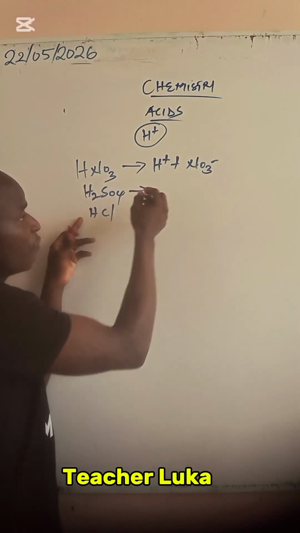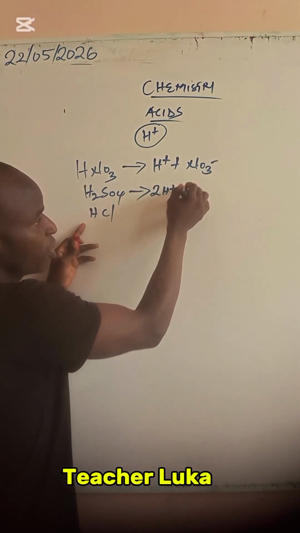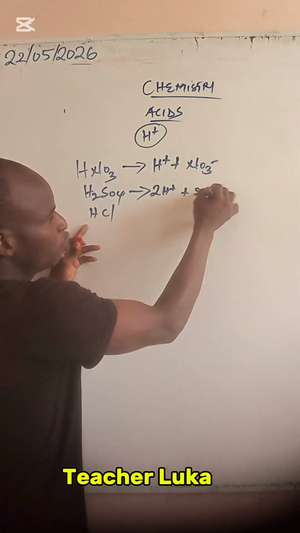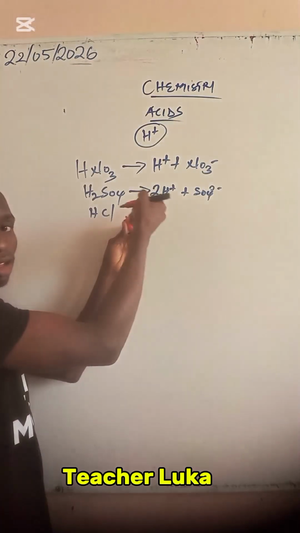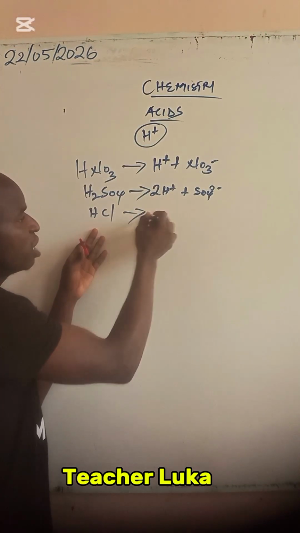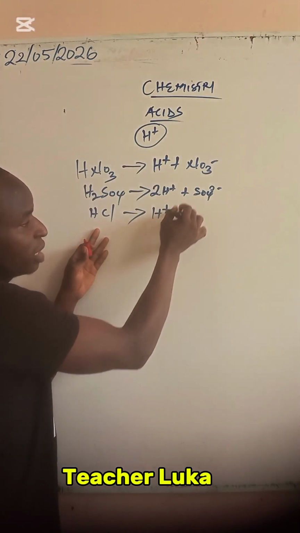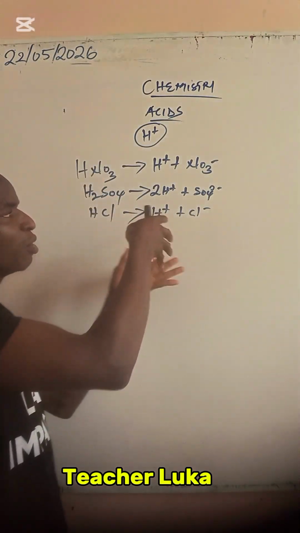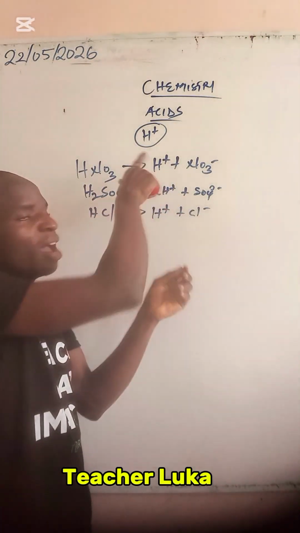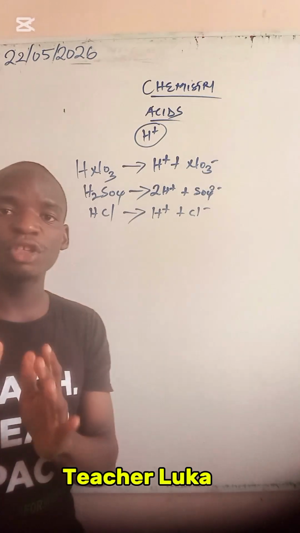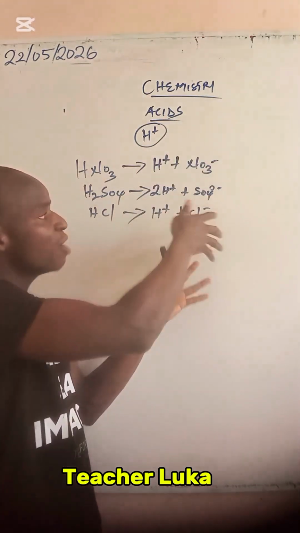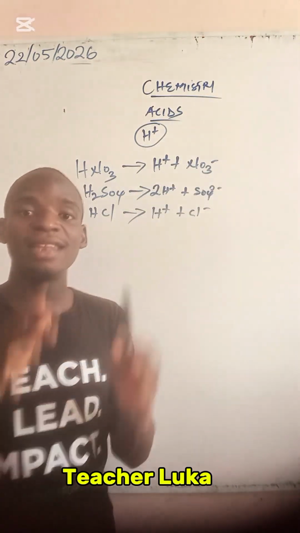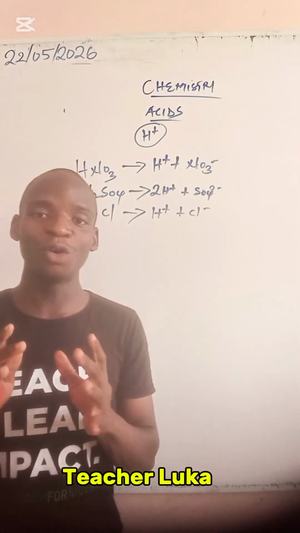Same thing applies to sulfuric acid. We'll have 2H plus, what? SO4 2 minus. So this is also an acid. The same applies to HCl. We'll have H plus, plus what? Cl minus. So all these acids ionize in water to produce what? Hydrogen ions as the only positive ions. You can see that the other ions that we have are negatively charged. Are you following?